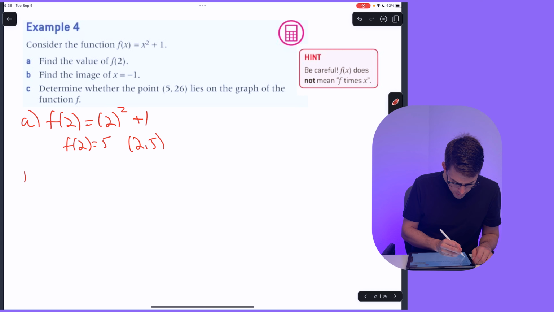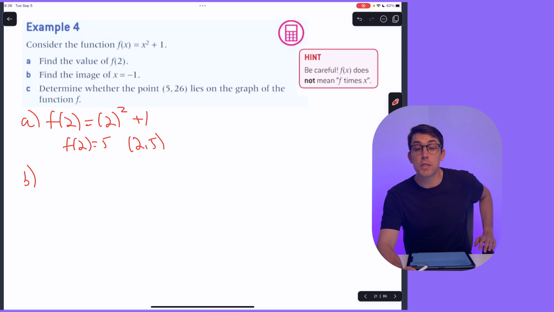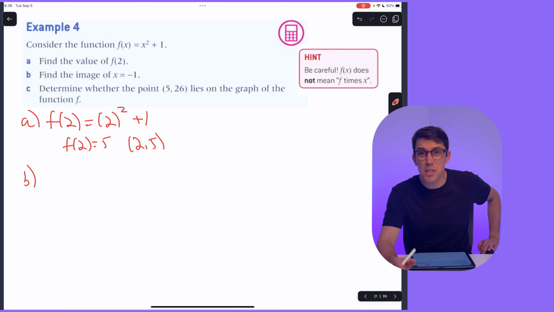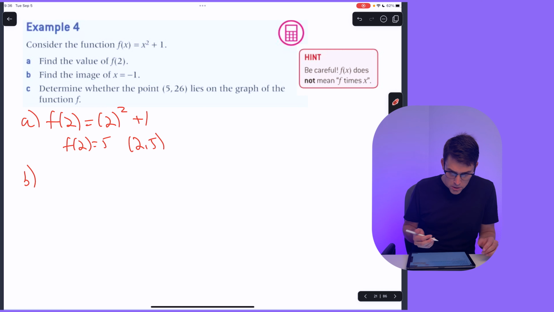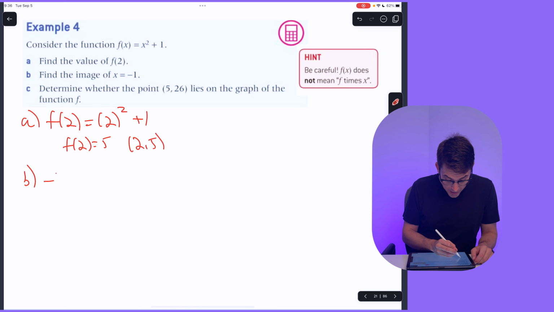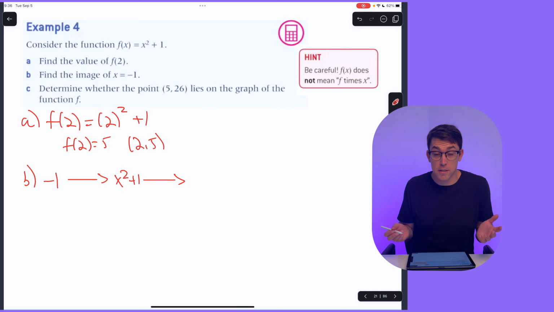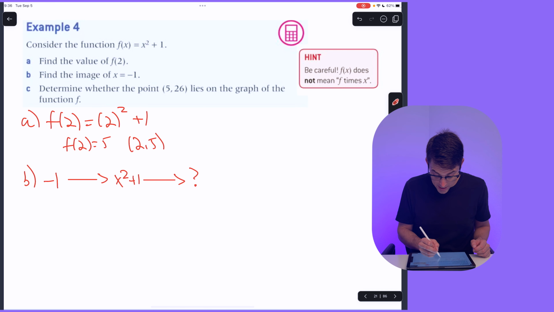All right, so now let's take a look at b, which is really just the image of -1. What that means is kind of the same thing we just did, just using slightly different vocabulary. It wants us to take -1 and put it into this function, x squared plus 1, and then get out our image. So what exactly is that?